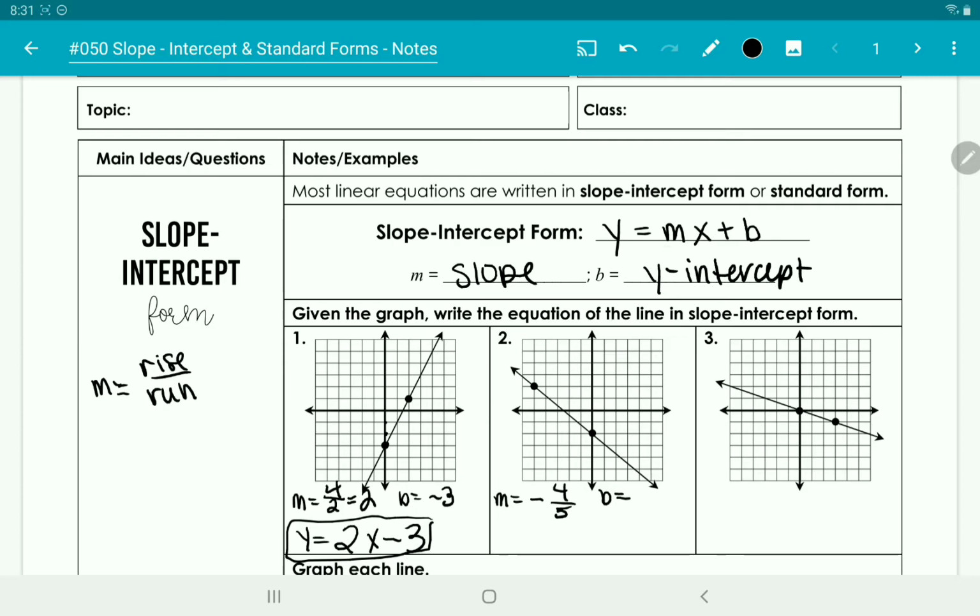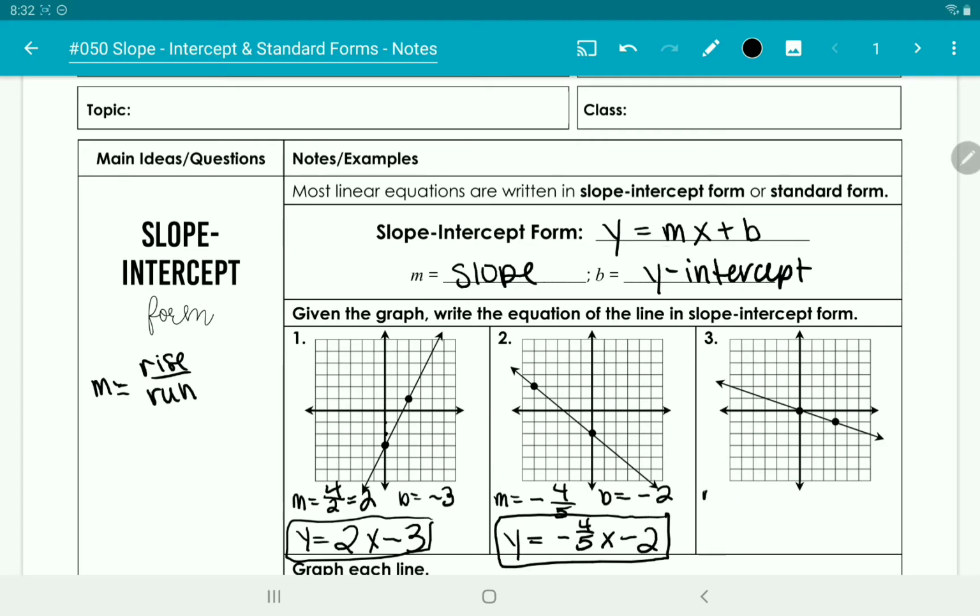The y-intercept, you have to count how far up or down from the origin you have to go to get to the point that is on the y-intercept. You can see we're counting down, so it's going to be negative, and you just go down 2. Okay? And again, so it's y equals whatever m is, so negative 4 over 5. Write an x, and then again it's plus negative 2, so plus this b value, and then that's just going to be the same as minus 2. So the equation for this line is y equals negative 4 over 5x minus 2.